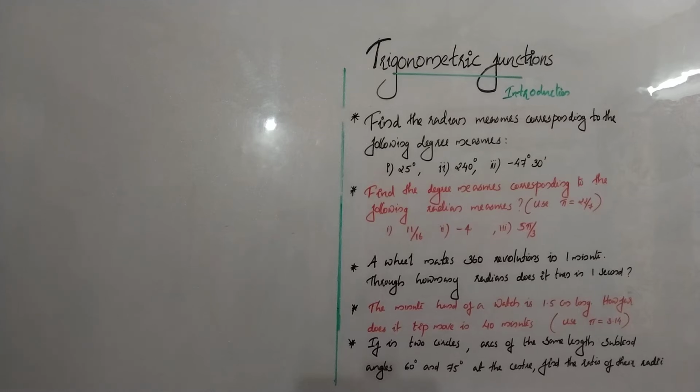In this video, I am going to solve problems related to the introductory part of trigonometric functions. Look at the first question. Find the radian measures corresponding to the following degree measures.